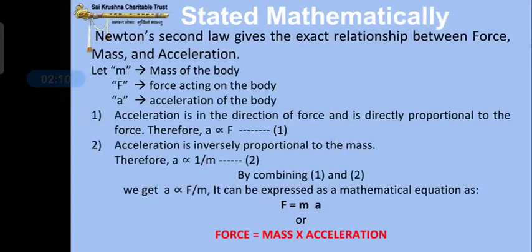So how can you state that mathematically? Let's say m is the mass of the body, F is the force acting on the body, and a is the acceleration. Acceleration is in the direction of force and is directly proportional to the force. So acceleration and force are directly proportional, and acceleration and mass are inversely proportional. Combining the two, you get acceleration is proportional to F divided by m, which can be expressed as F = m × a, where F is force, m is mass, and a is acceleration. Please remember this formula, children: F = m × a.